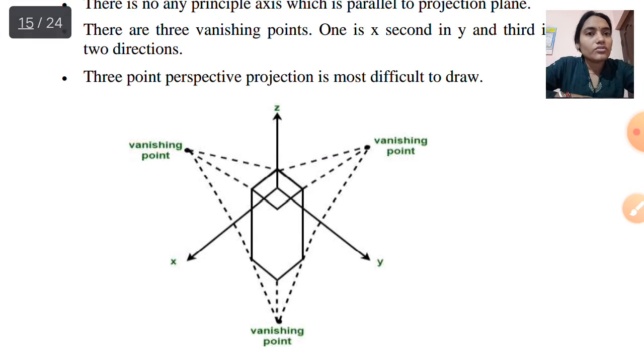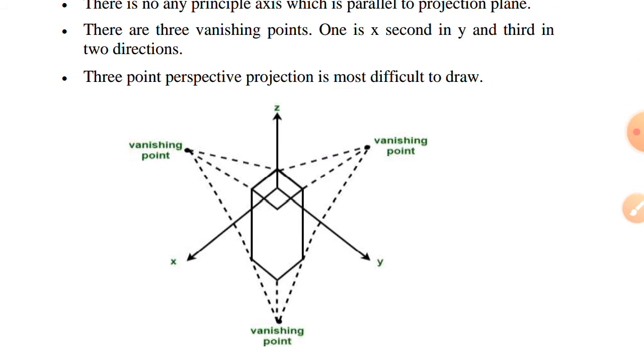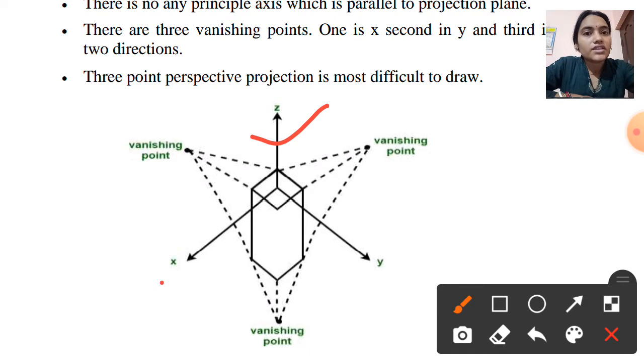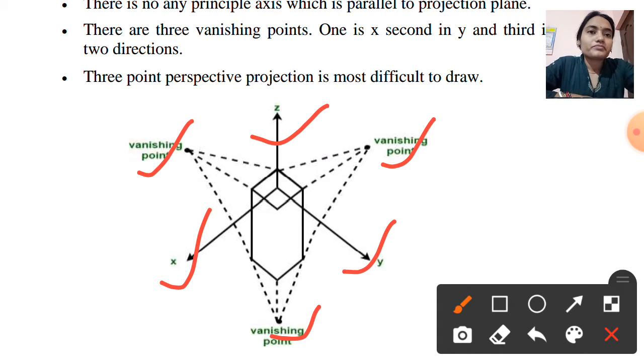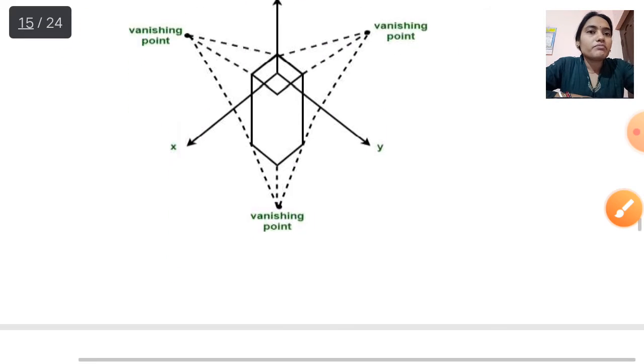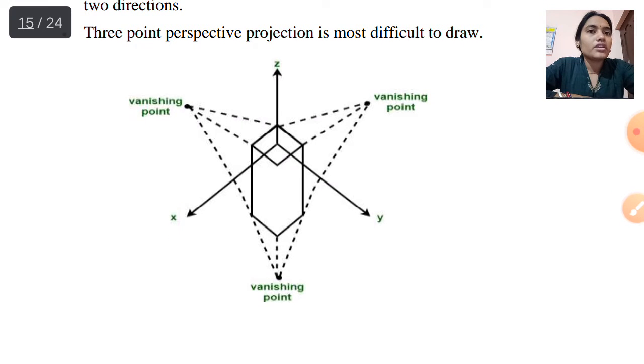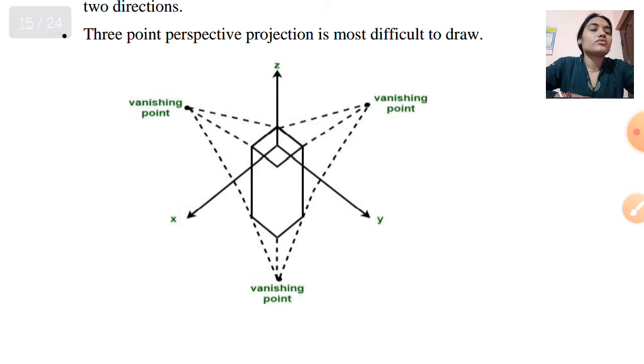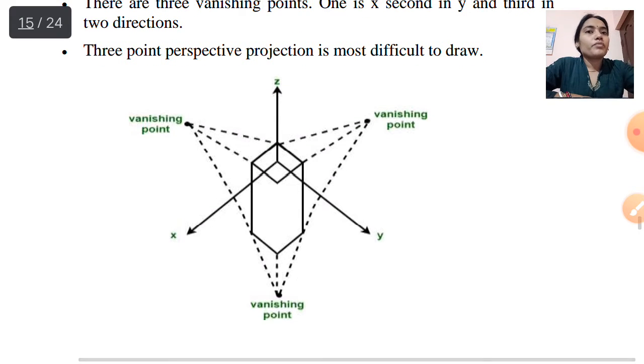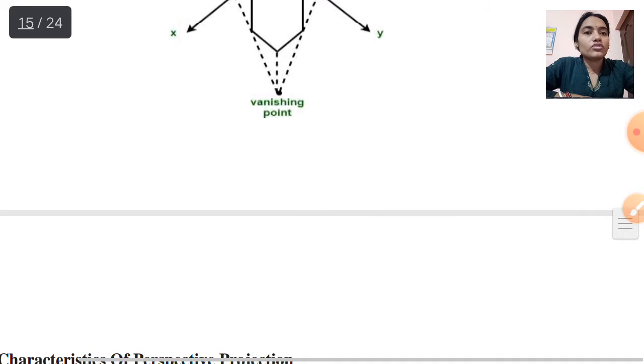But here these 3 are our z axis, x axis and y axis, and here this one is the first vanishing point, second vanishing point and third vanishing point. All the lines are parallel but meet at one vanishing point. So in this way we can show the three vanishing points, which is known as three point perspective projection. It is difficult to draw.